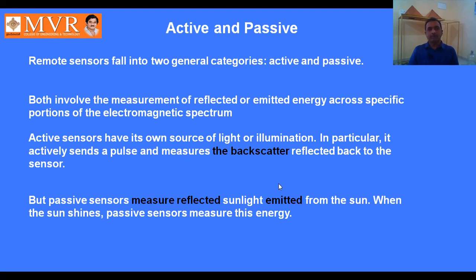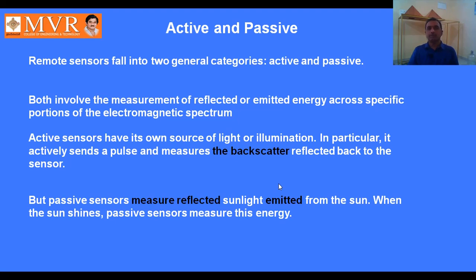Remote sensors fall into two general categories, active and passive remote sensing. So, what is active remote sensing, and what is passive remote sensing? Both involve the measurement of reflected or emitted energy across a specific portion of the electromagnetic spectrum. I will explain what the electromagnetic spectrum is.